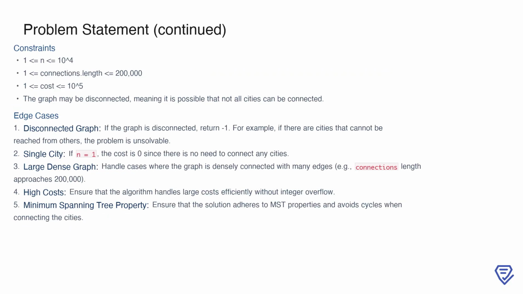There are a few important constraints and edge cases to keep in mind for this problem. The number of cities, n, can go up to 10,000, and the total number of connections can be as large as 200,000. Additionally, the cost of any connection is bounded between 1 and 100,000. Since the graph may be disconnected, it is possible that not all cities can be connected, in which case the output should be -1. Some edge cases to consider include when the graph is disconnected, as we saw earlier, or when there is only one city, in which case the cost is 0 since no connections are needed.